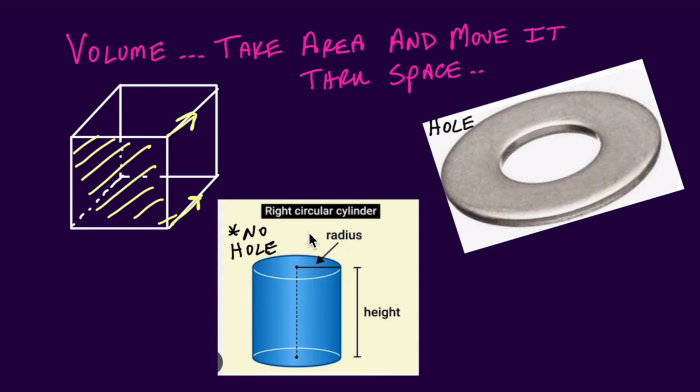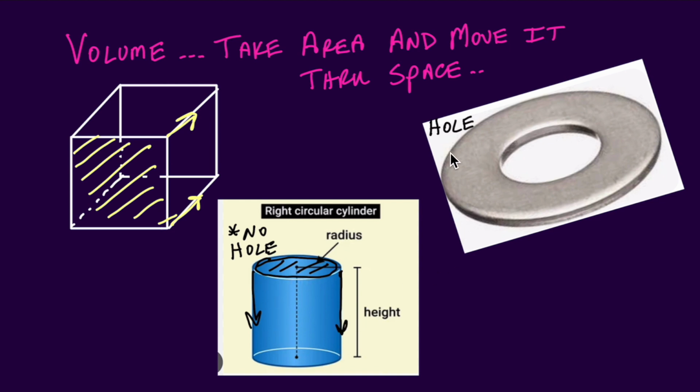Let's now look at this right circular cylinder. If we wanted to find the volume here, we would take the area of this circle and we would move it through this distance. That's the space through which we are moving it. Taking that area and moving it through space creates volume.